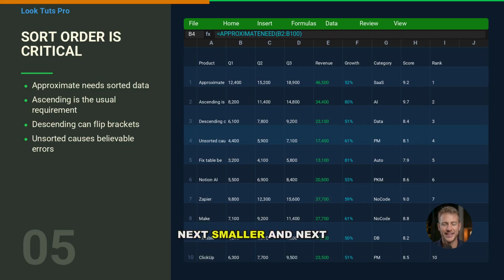For next smaller and next larger, you typically need ascending order. If your thresholds are in descending order, the logic flips, and results can jump to the wrong bracket. This is why you might see the right answer for some inputs and completely wrong answers for others. It's not random. It's the search algorithm working on messy input. So the fix is not to try another match mode until it works. The fix is to decide the intended behavior, then enforce the required sort order in the lookup table. If you can't guarantee sorting, you should avoid approximate match and redesign the approach.